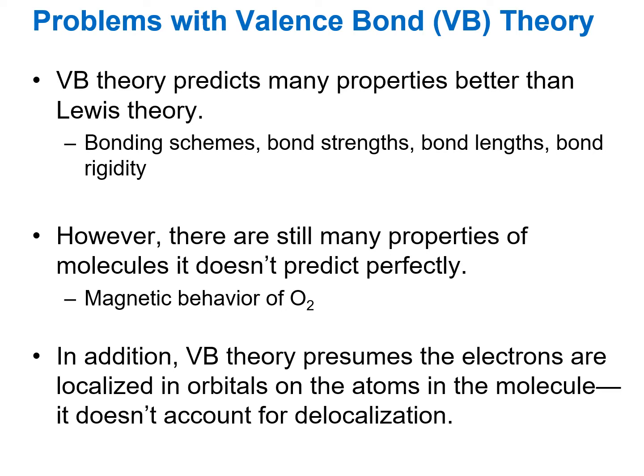So, for example, it can't predict magnetic behavior or some other qualities that exist when we look at the reality of how atoms come together. And one of the big shortcomings of valence bond theory is this down here, in that it presumes that electrons are localized in orbitals of atoms in the molecule, and it doesn't account for something known as delocalization. What do I mean by that? Well, let's take a look at that.